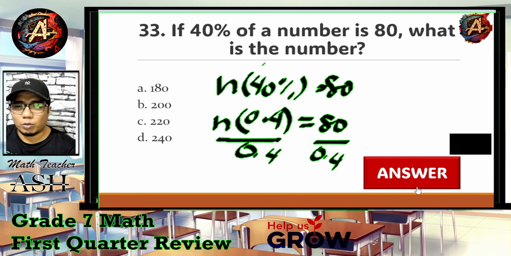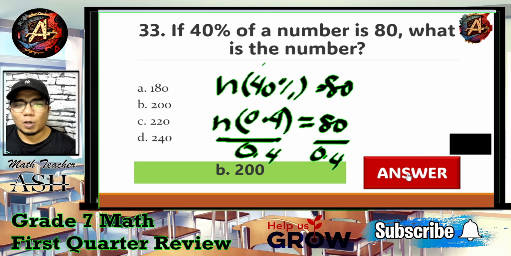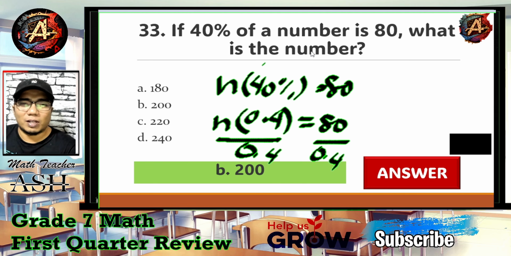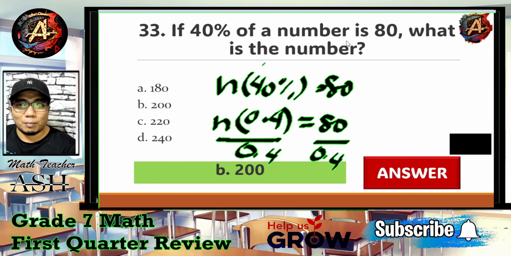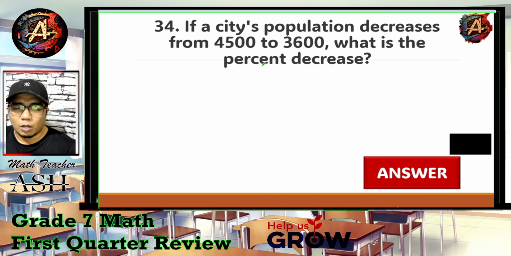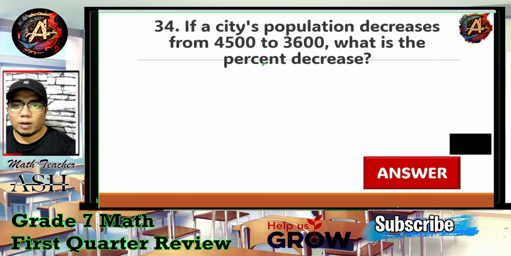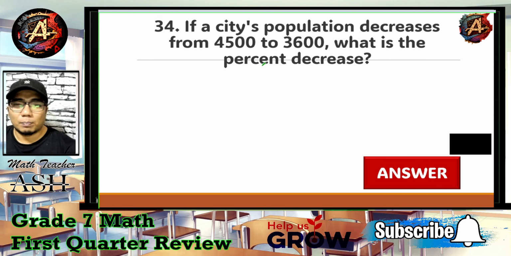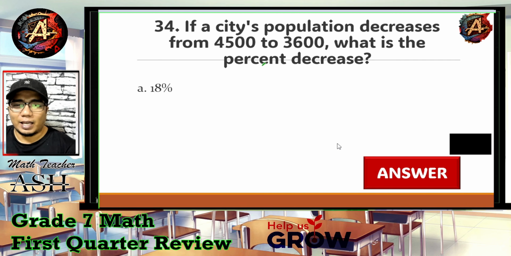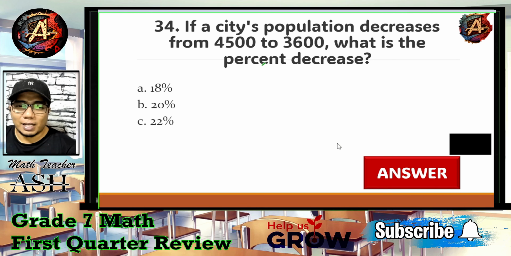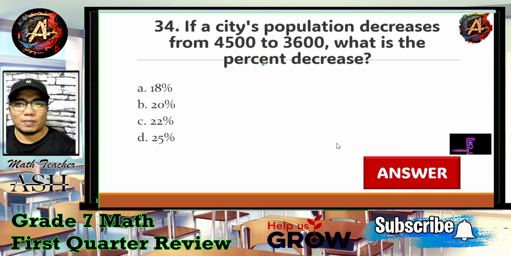Now let us check whether we are correct. Alright, my dear math learners, now let us go to question number 34. If a city's population decreases from 4,500 to 3,600, what is the percent decrease? Is it A, 18%, B, 20%, C, 22%, or D, 25%? I'll give you 5 seconds to think about your answer.